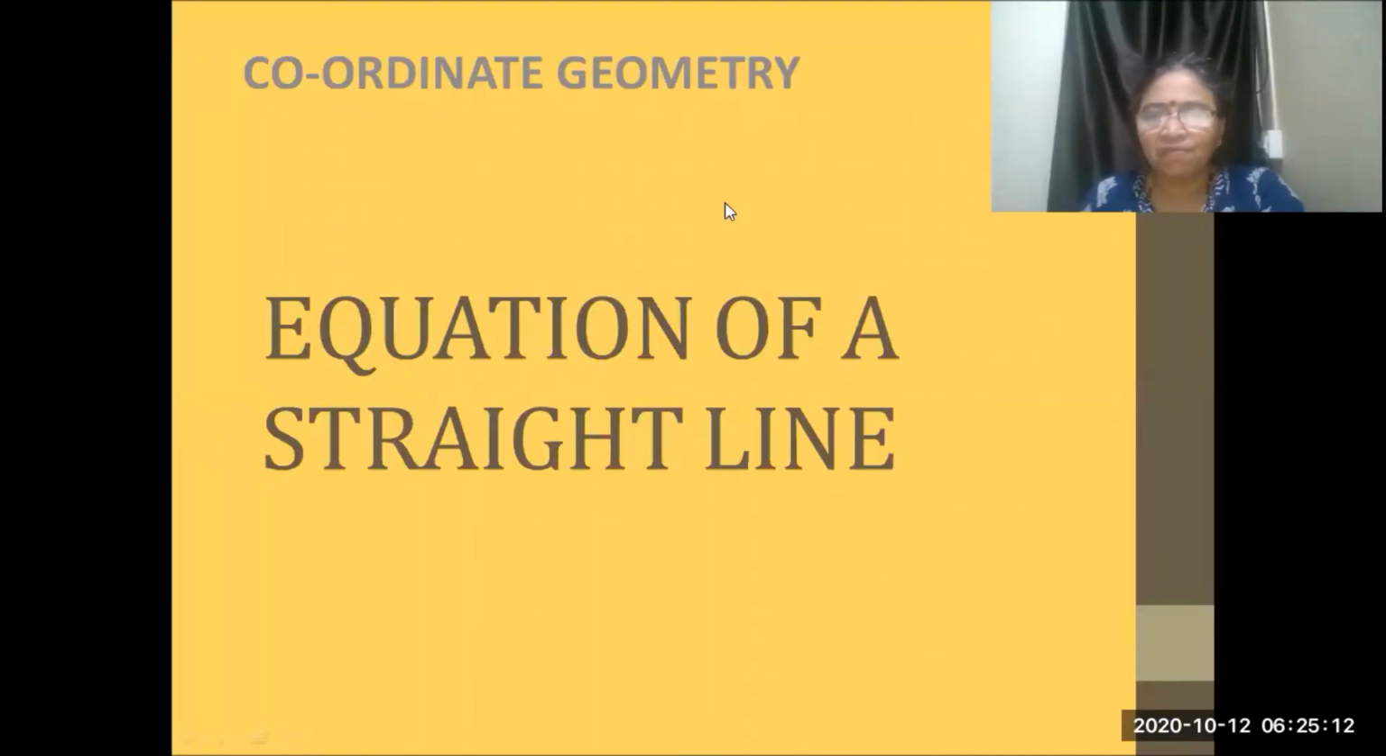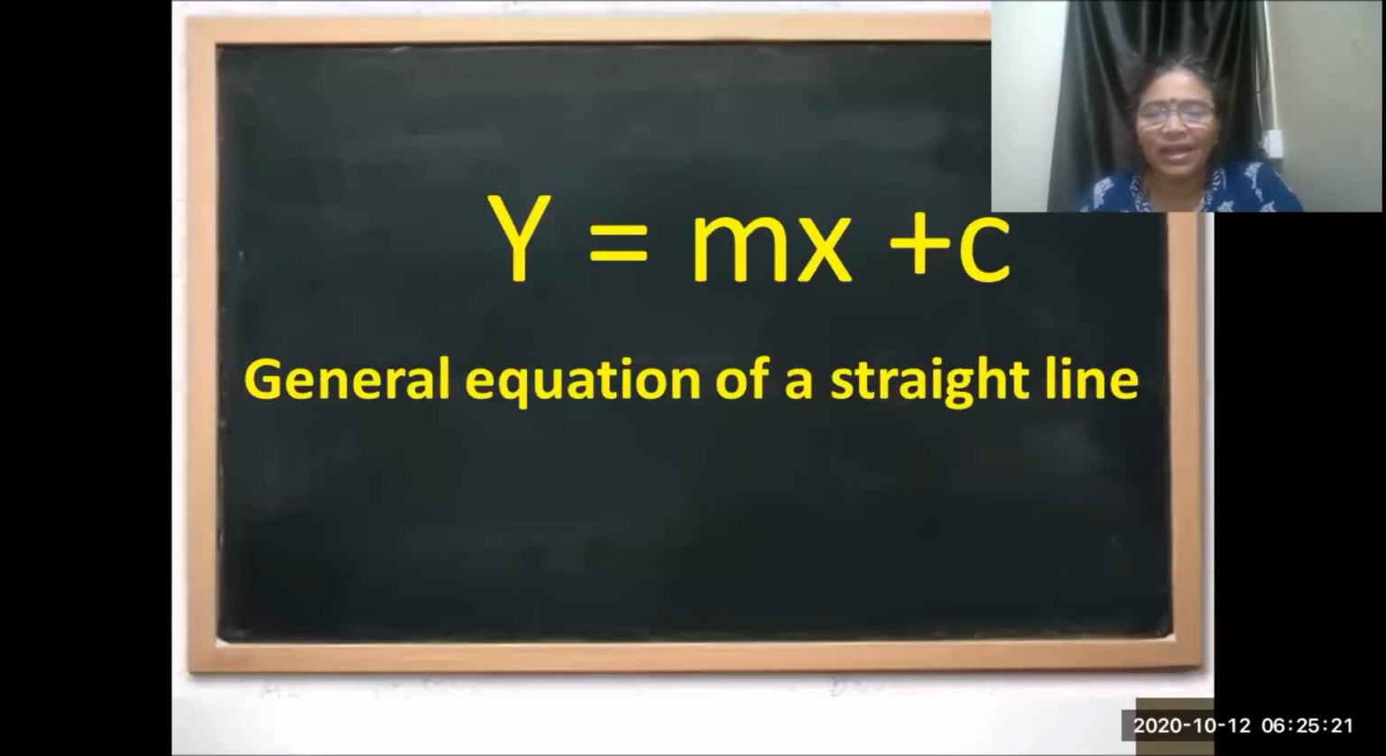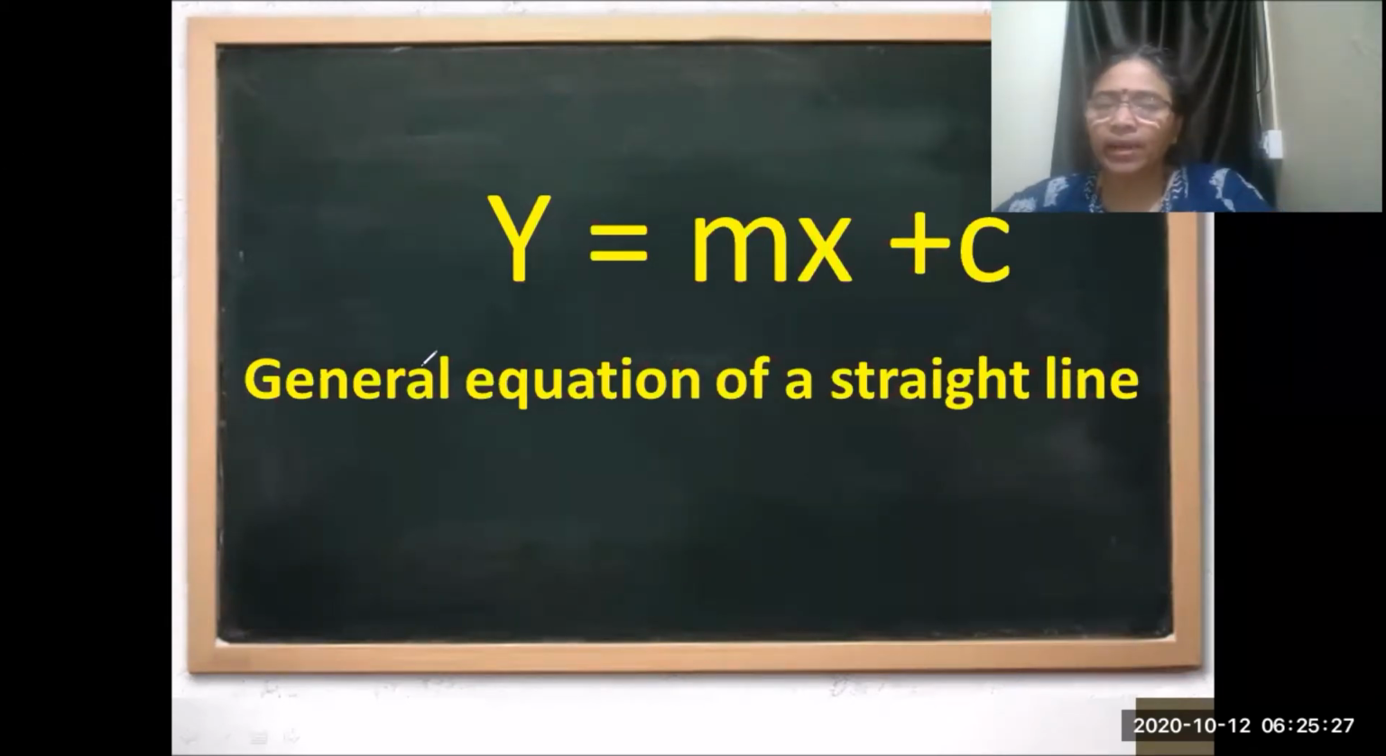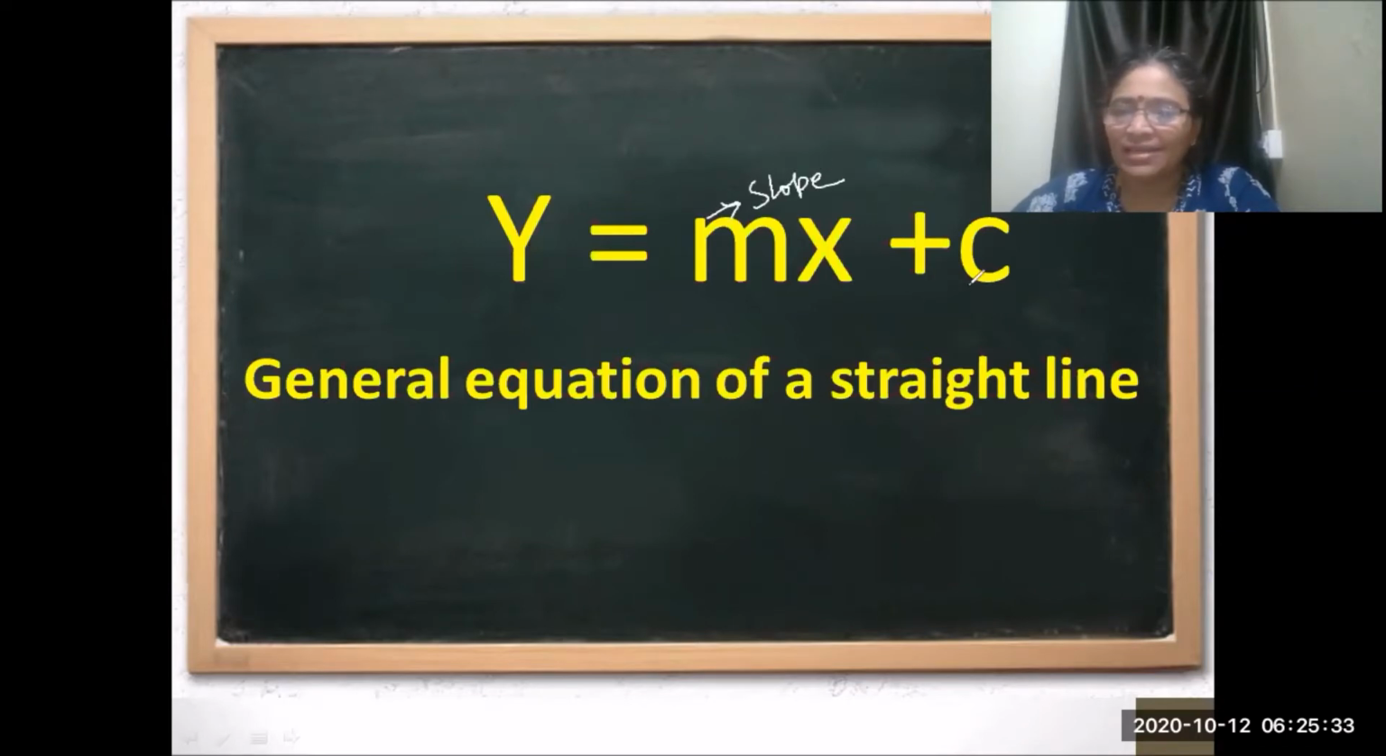If we think of an equation of a straight line, immediately it will strike the general equation of a line. What is the general equation of a line? It is y is equal to mx plus c, in which what is m and what is c? m is the slope of the line and c is the y-intercept of the line.